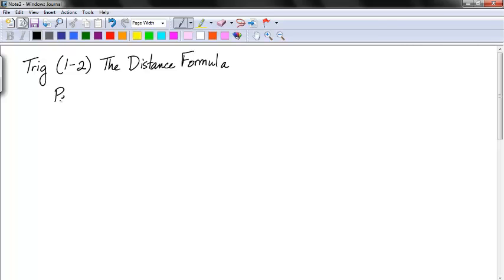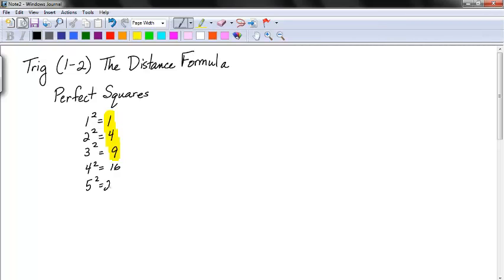First, you need to go back and remember perfect squares, because this author is going to have you simplify. Remember, 1 squared is 1 times 1, 2 squared is 4, 3 squared is 9. These are all your perfect squares. 4 squared is 16, 5 squared is 25, 6 squared is 36, 7 squared is 49, etc. Those are all perfect squares.